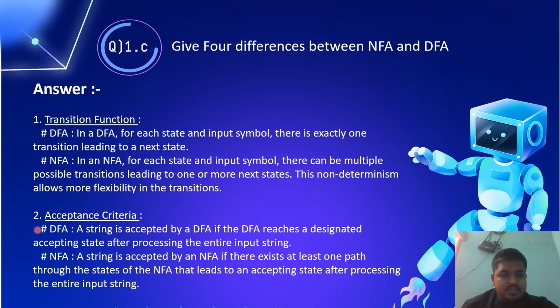On the basis of acceptance criteria, for DFA, a string is accepted by the DFA if the DFA reaches a designated accepting state after processing the entire input string. For NFA, a string is accepted by the NFA if there exists at least one path through the states of the NFA that leads to an accepting state after processing the entire input string.